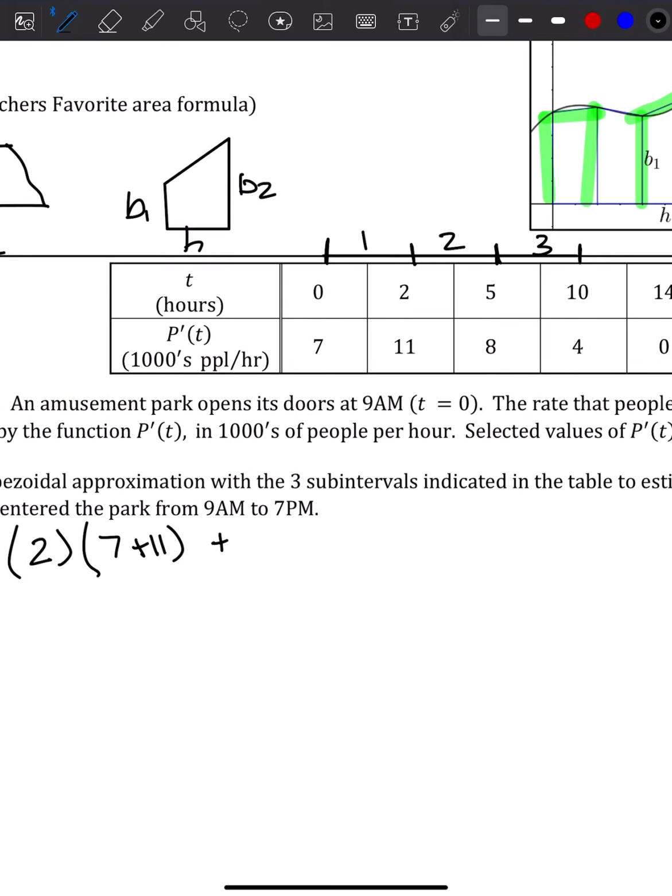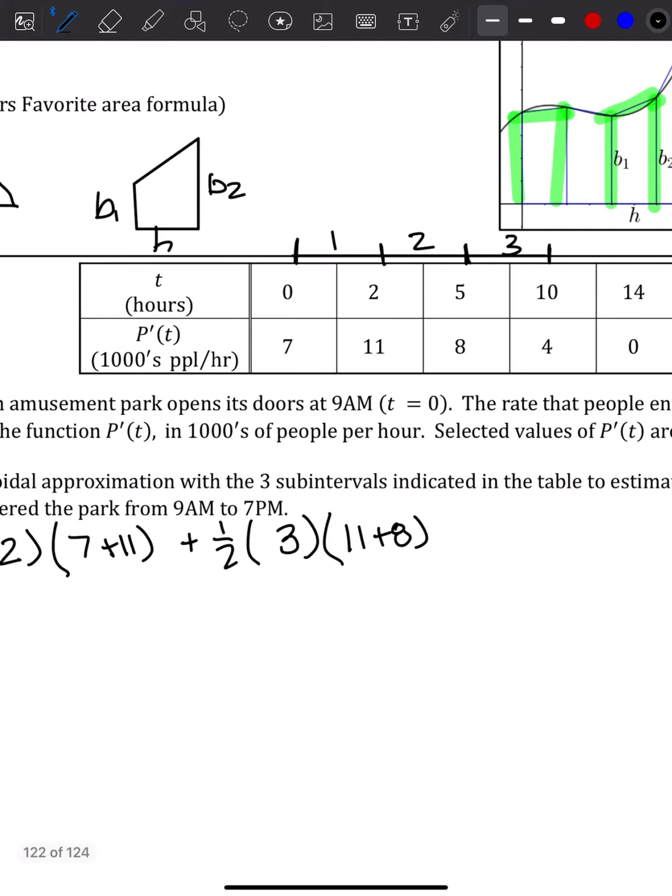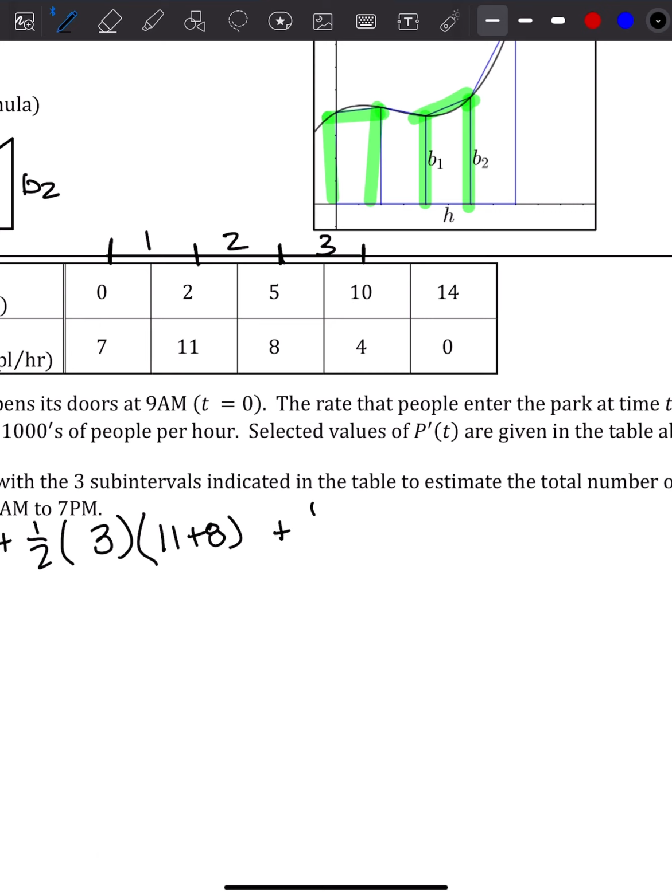And then we repeat. So we have 1/2 times the distance between our x values, t values in this case, 2 and 5. And then we're going to multiply it by our y values added together. So 11 plus 8. And then our last one: 1/2 times the distance between 5 and 10 times those y values, 8 plus 4.